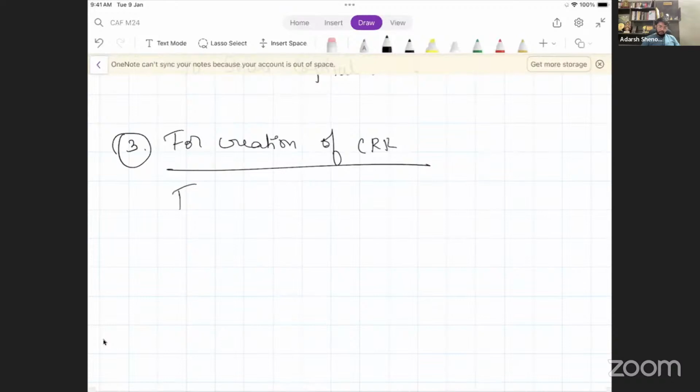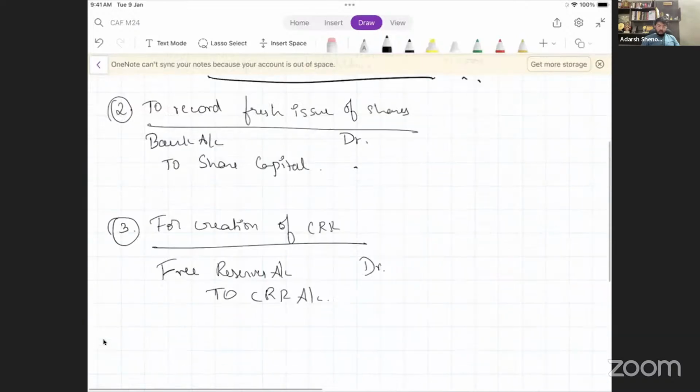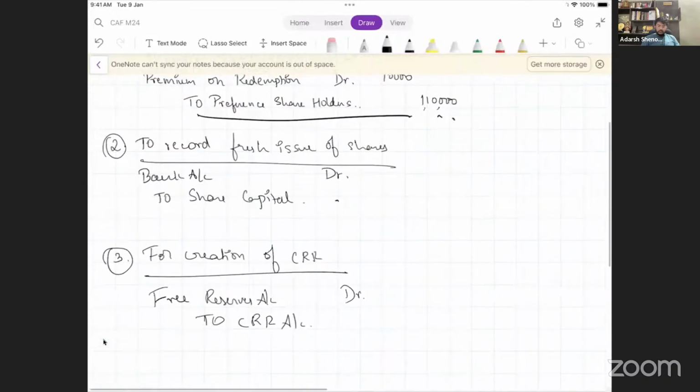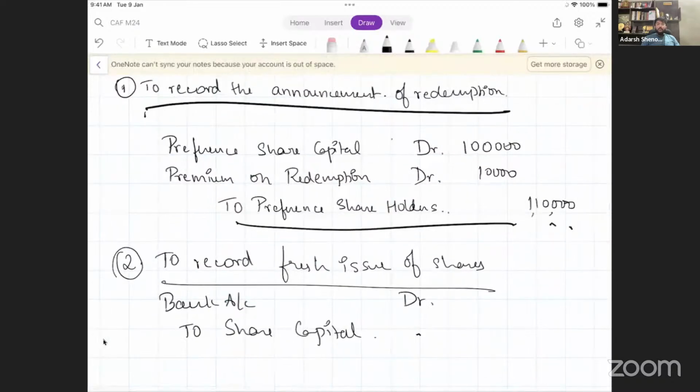The entry is free reserves account debit to CRR account. This is our second option. Headed option into section 55 only, these two options. So it is to ensure that the capital base is intact. We are doing 2 or 3 or both combination model, 2 and 3.